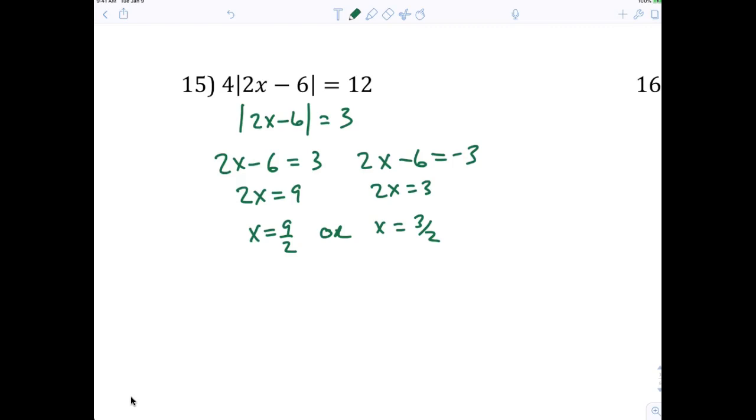So here's how you figure that out. This was a what? 12. Now it's a what? 3. So I could have either subtracted 9 or divided by 4. What did I do? Divided by 4. Because this was 4 what? Times the absolute value.